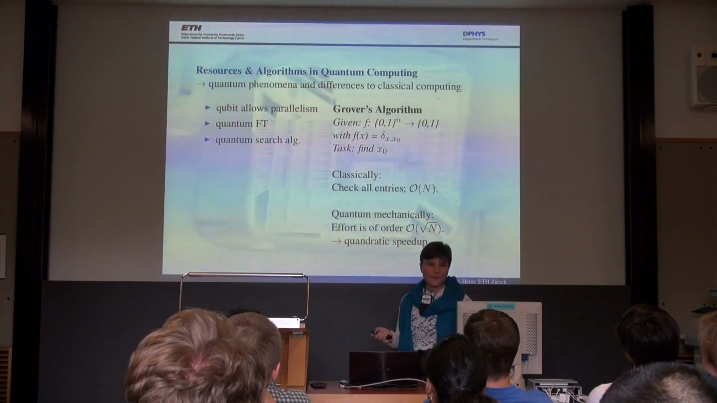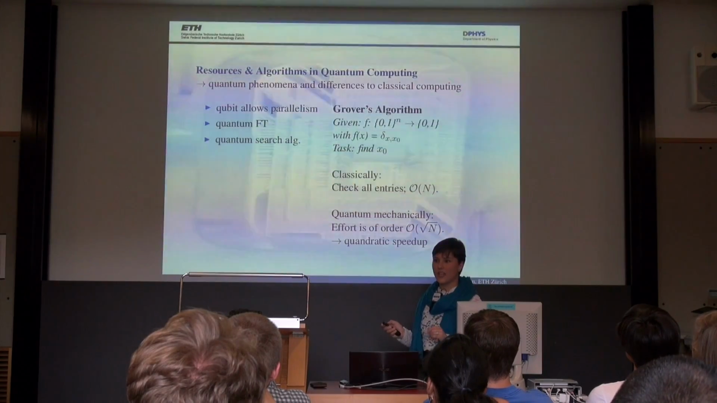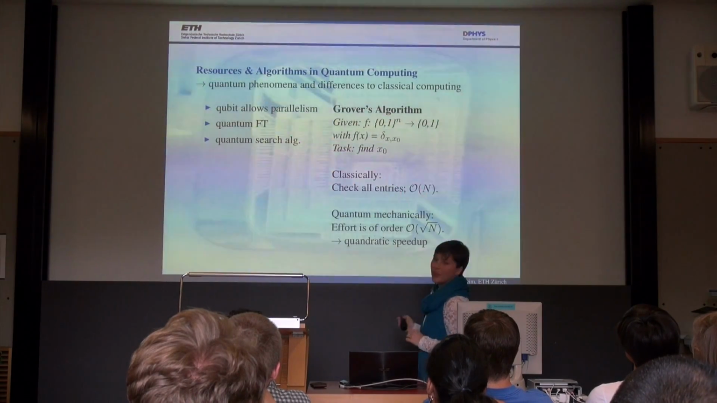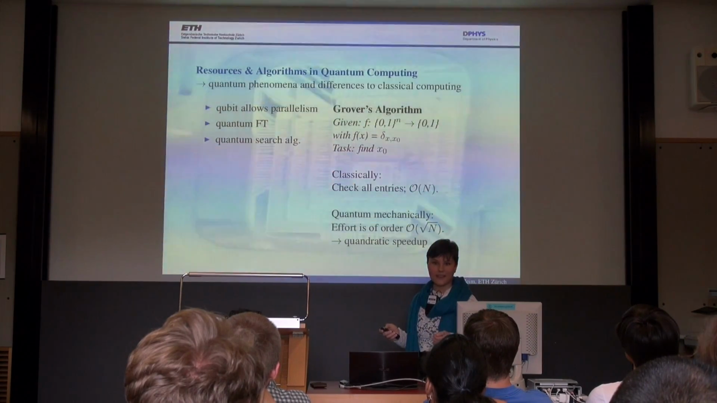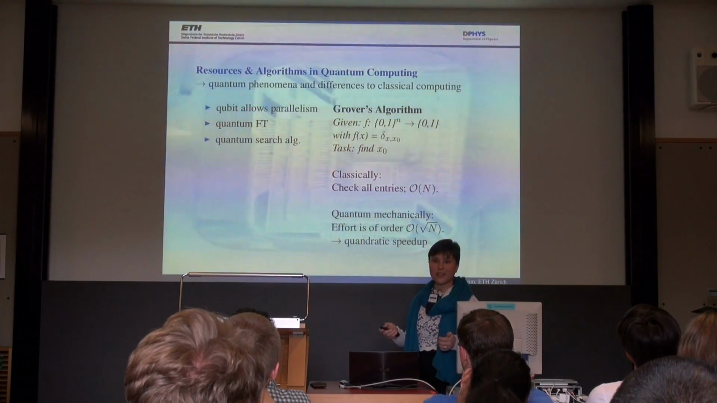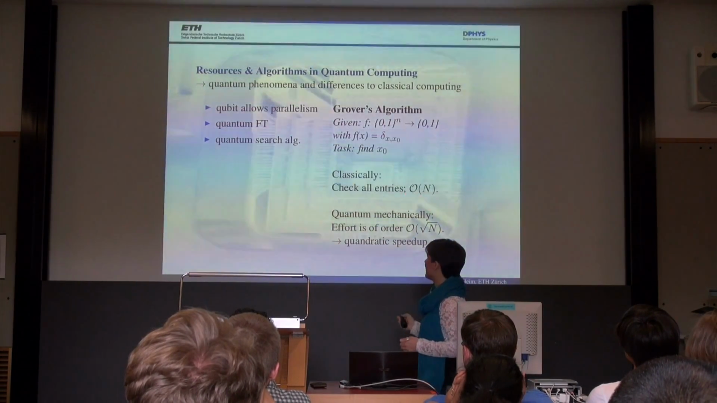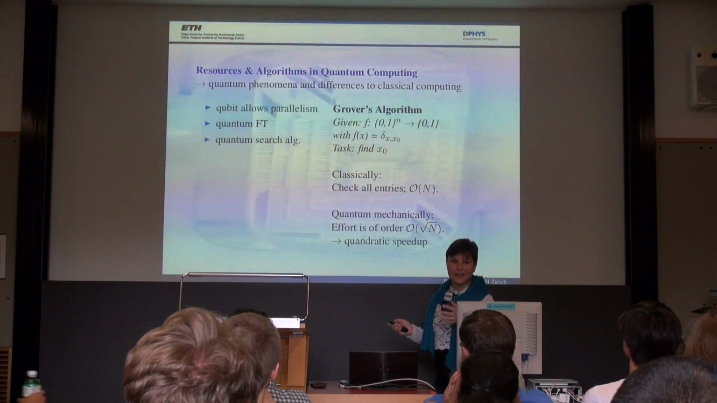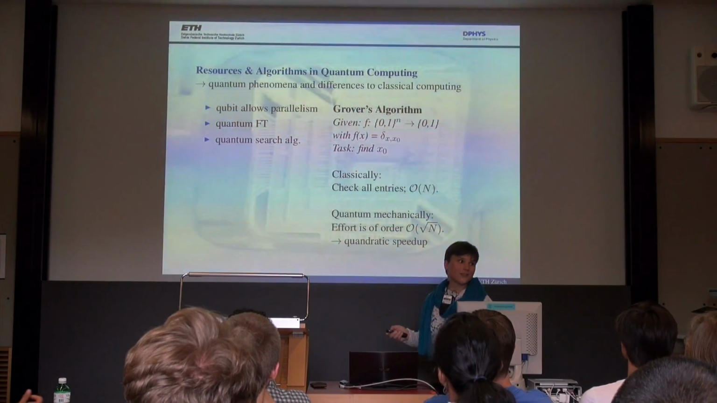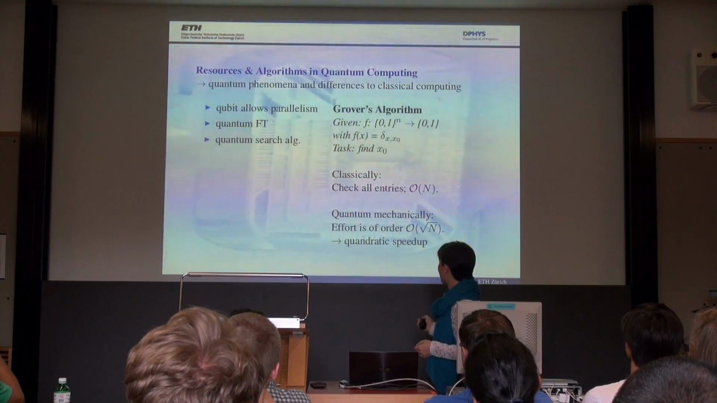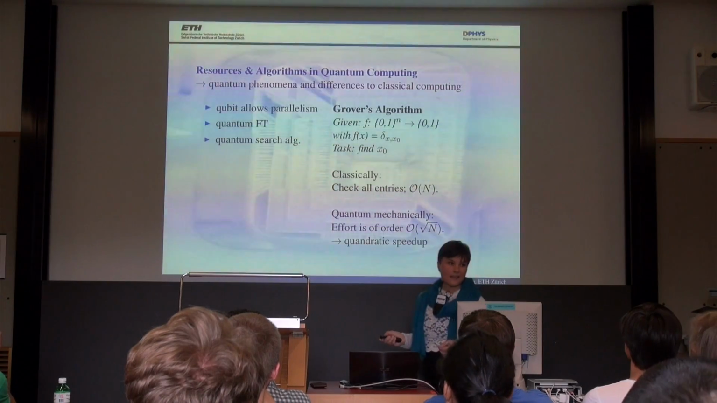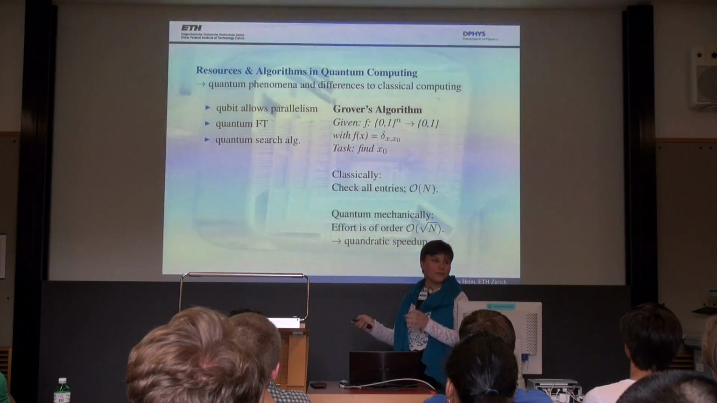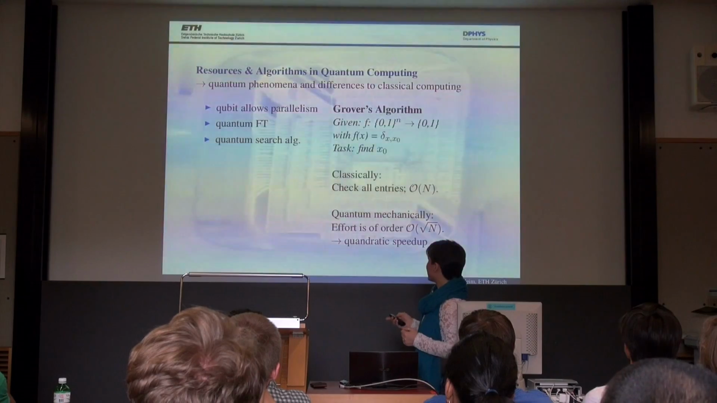So classically, if you don't know anything about this function f, you have no choice but to just ask every question that you want answered and see what you get. Sometimes you're lucky and you get your answer the first time, and sometimes you're not lucky and you get it the last time. So overall, you need probably n/2 tries or something. So that's of order n. Quantum mechanically, you can speed it up. So you just need root n questions of that size.